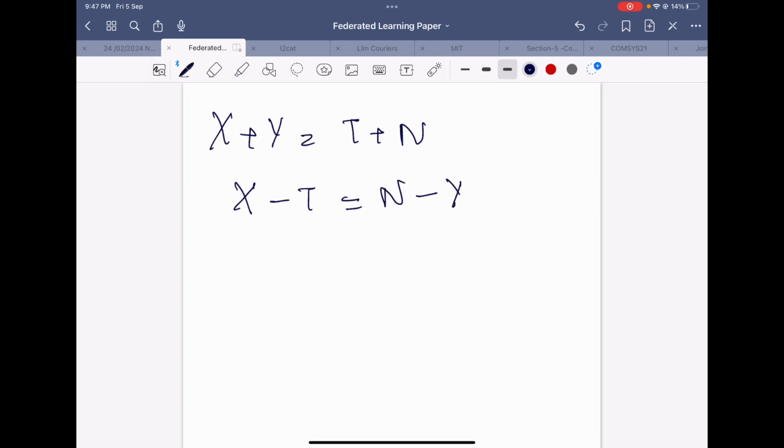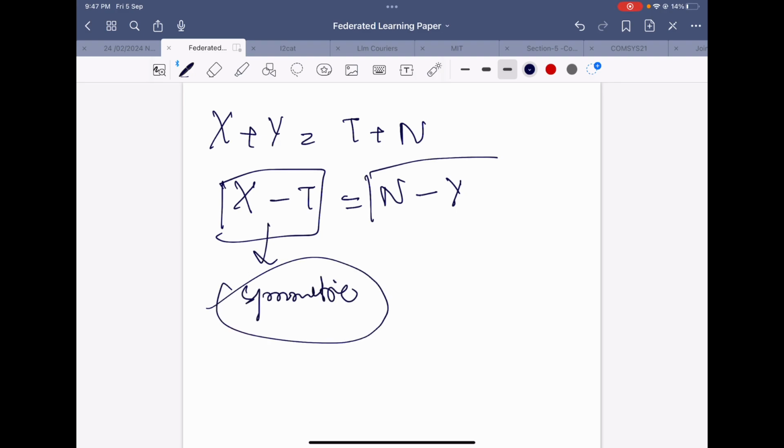But we know that X is symmetric and T is symmetric. So the difference of symmetric matrices is still a symmetric matrix. So this has to be symmetric, X minus T. And this N minus Y, we know that the difference of skew symmetric matrices is skew symmetric. Let's say that X minus T is equal to, I don't know, maybe S, and N minus Y is equal to something, R. So this means that S is equal to R.